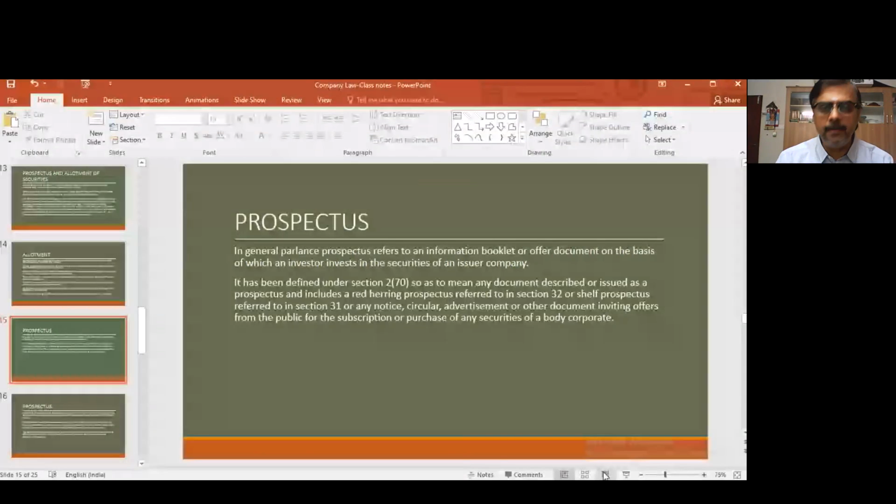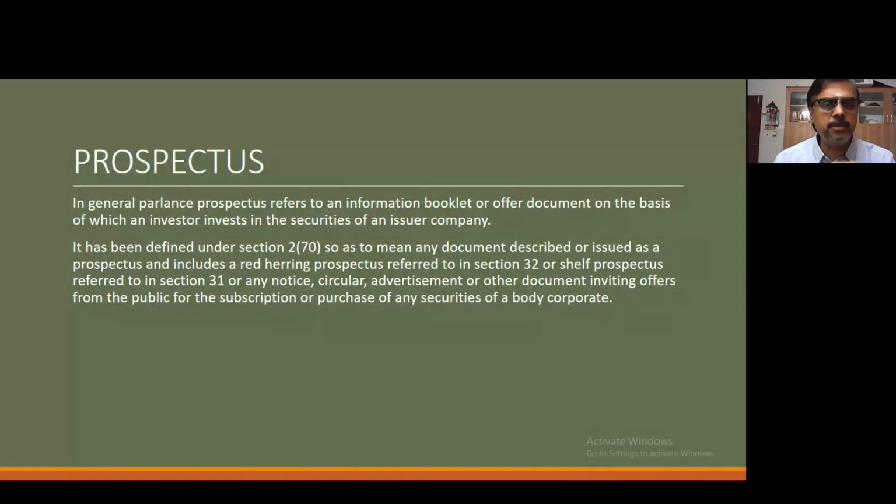Normally, a prospectus is a document which offers an investor various details about the company. And there's a clear definition under section 2, subsection 70 of the Companies Act as to what is a prospectus. So I'll read out the definition here. Section 2, subsection 70 defines prospectus to mean any document described or issued as a prospectus and includes a red herring prospectus referred to in section 32 or a shelf prospectus referred to in section 31 or any notice, circular, advertisement, or any other document inviting offers from the public for subscription or purchase of any securities of a body corporate. So, an important definition of the Companies Act.